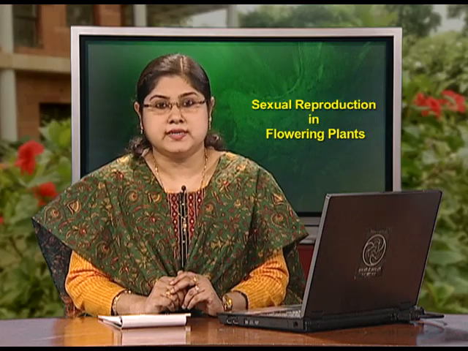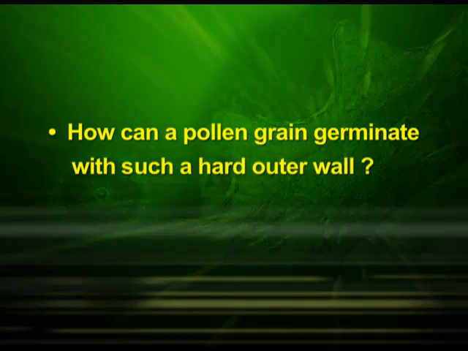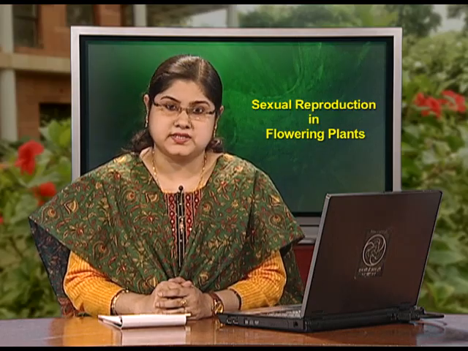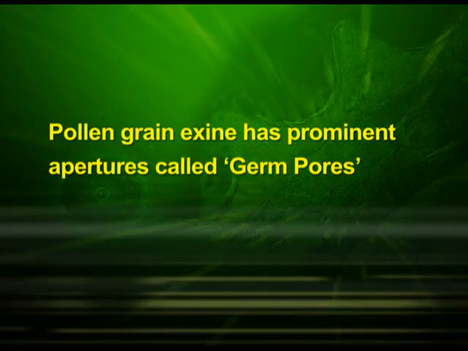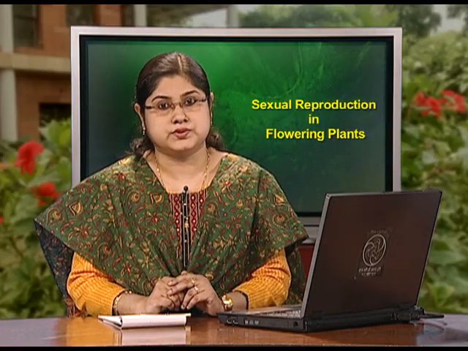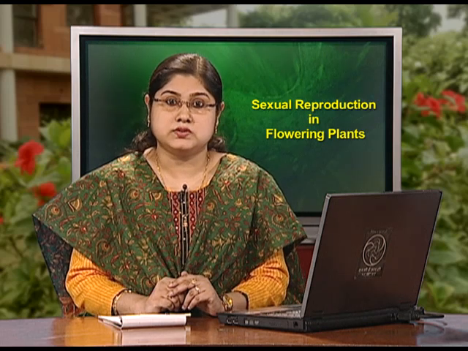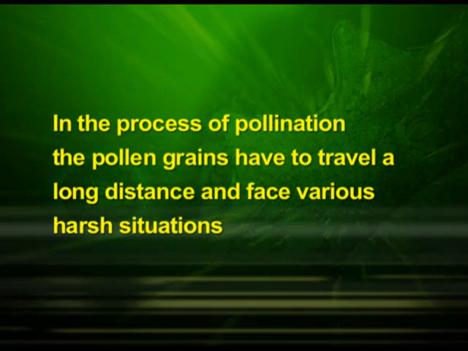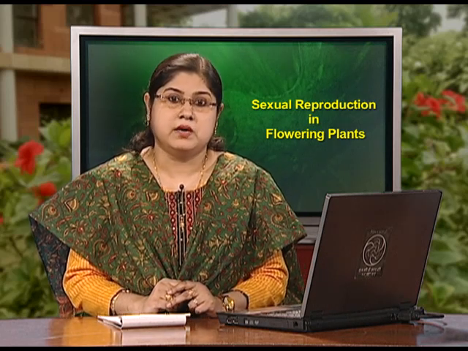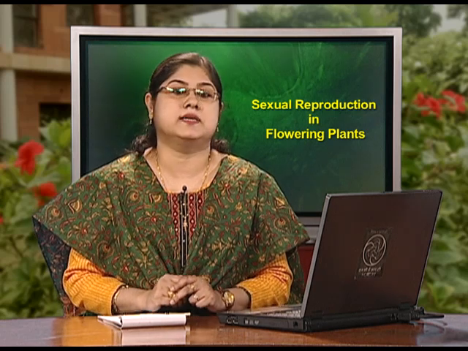Now, a question appears: how can a pollen grain germinate with such a hard outer wall? The answer is that the pollen grain exine has prominent apertures called germ pores, where sporopollenin is absent. The germination takes place through these germ pores. Nature has made the exine so hard because in the process of pollination, the pollen grains have to travel a long distance and face various harsh situations. The hard outer covering helps to keep the germinal material safe before reaching its destination on the stigma.